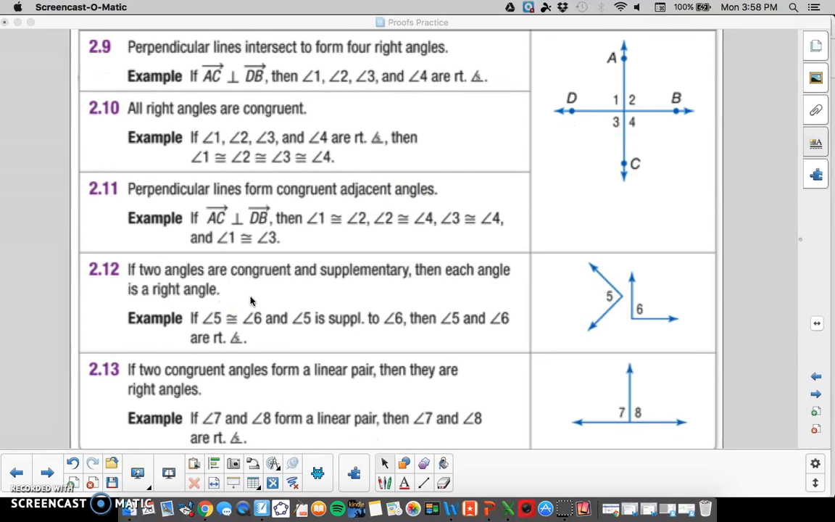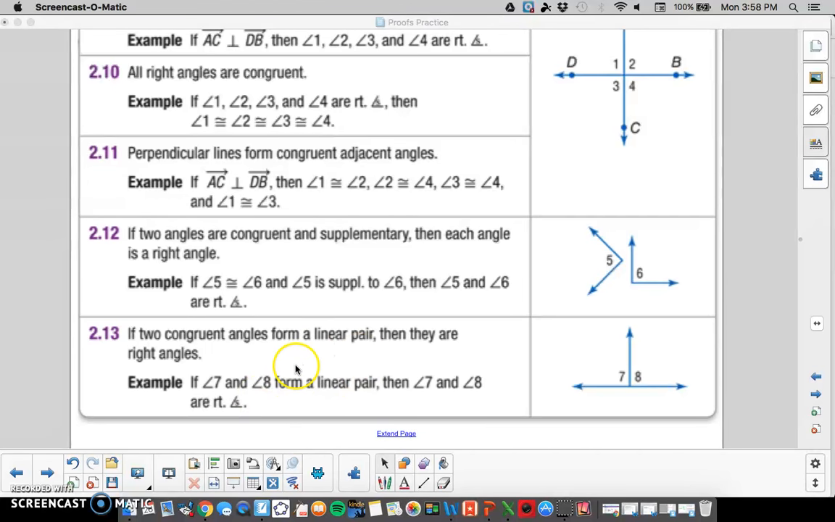If two angles are congruent and supplementary, then each angle is a right angle. So if they're congruent, but they're also supplementary, the only way for that to happen is if they're both 90 degrees. To be congruent means to have equal measure, and supplementary means they have to add to 180. So you'd have both of them that are the same, so divide 180 by 2, and they both have to be 90.